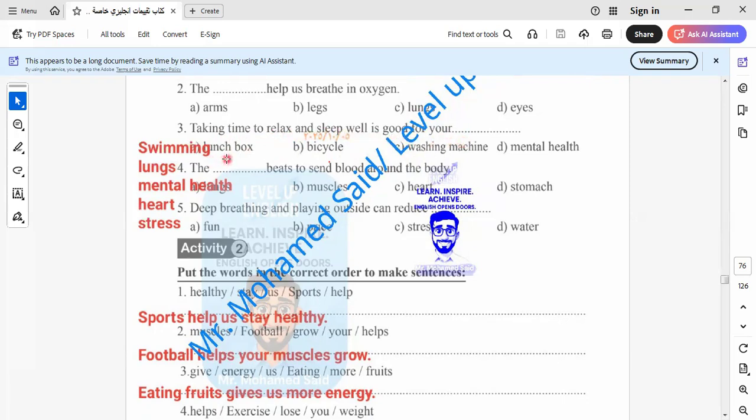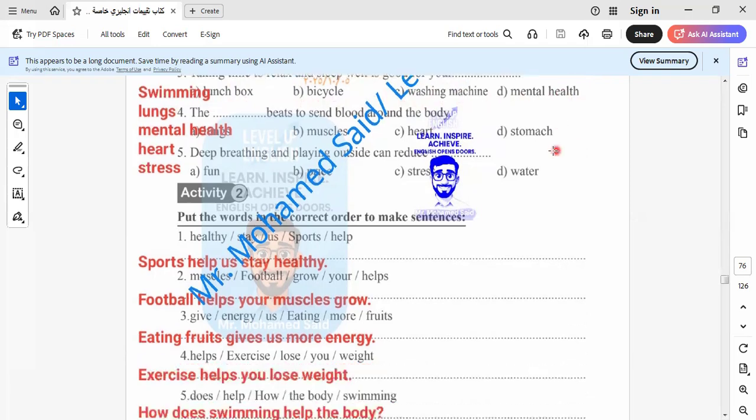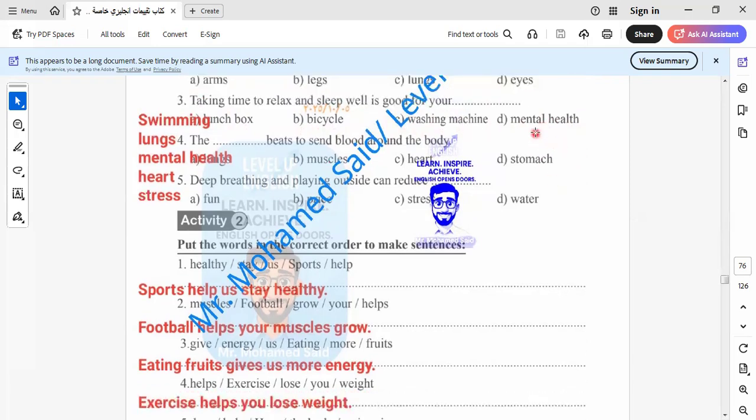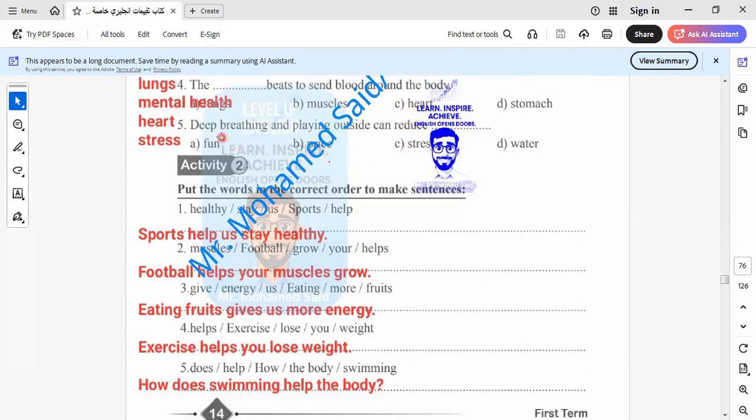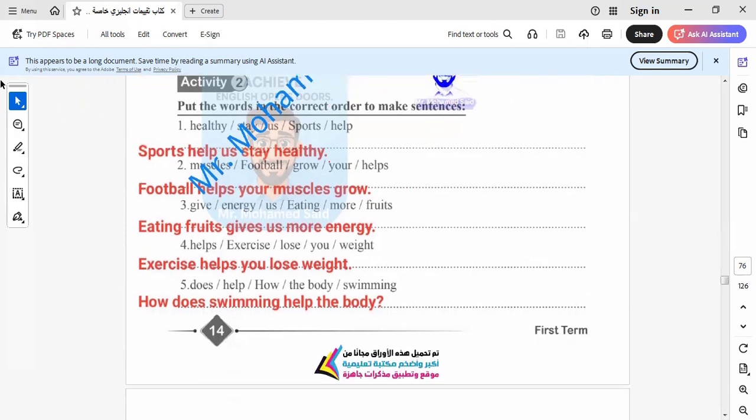For lunch books, for a bicycle, for a washing machine, or for mental health? I think it's mental health. As we know, relaxing is for what? For mental health, not lunch books, not bicycle, not washing machine. Space beats to send the blood around the body, which organ pushes blood around the body, as we learned in the respiratory system last year in grade 4? Heart. Yes, we are clever. Deep breathing and playing outside can reduce what? Can reduce stress.